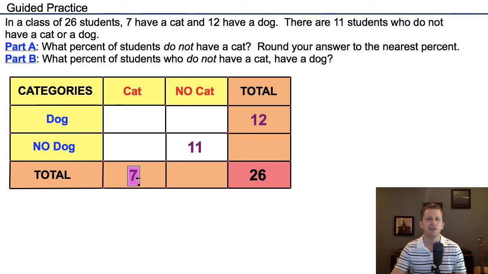Well, think about it this way. 7 students have a cat. There's 26 students total. How many don't have a cat? Well, subtract 7 from 26 and you'll get 19. You could do the same up here.